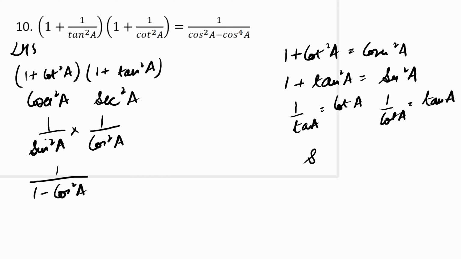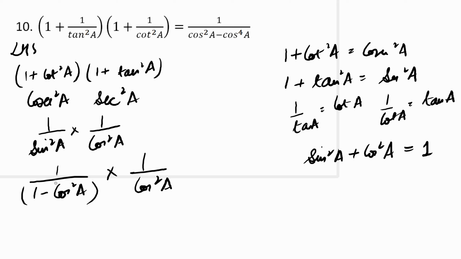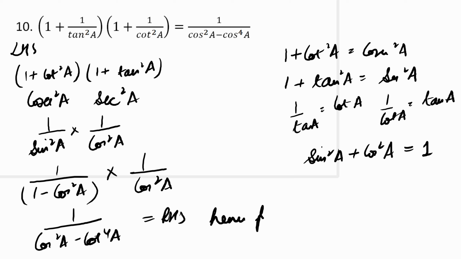Why? Because sin square A + cos square A is equal to 1. So instead of sin square A I can write 1 minus cos square A. And then what I will do, I will multiply them with 1 upon cos square A. So I will get 1 upon cos square A minus cos 4A. This is the right hand side. Hence proved. Okay. Now we will move on to the next question.